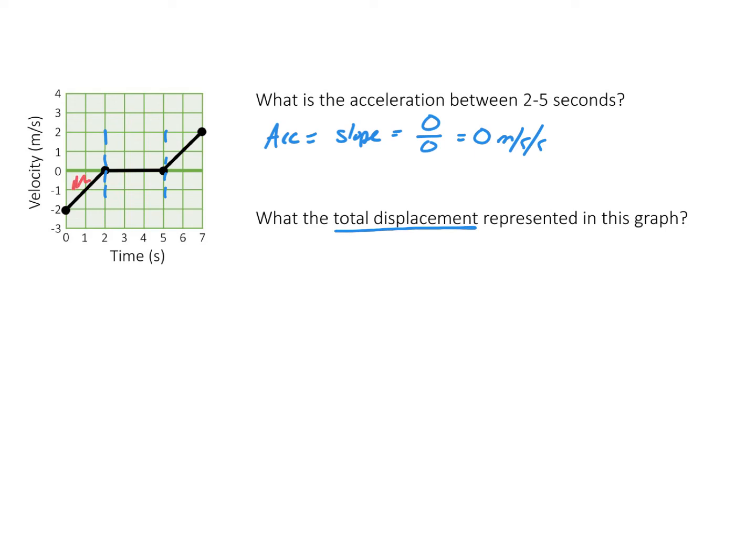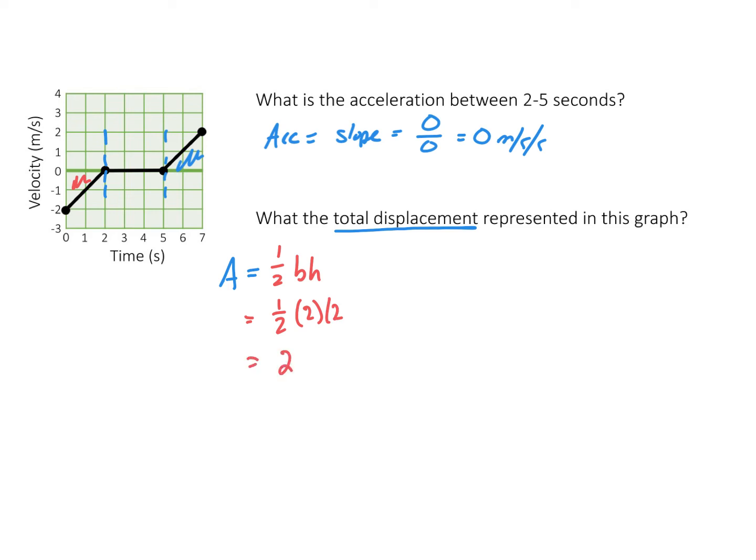I'm also going to then check the total displacement. So in this example, I have two triangles. I'll use 1/2 base times height. For the red segment, it actually goes below the axis. We're going to count that as a negative. So that would be a negative displacement. The other blue one goes above. That's going to be a positive.